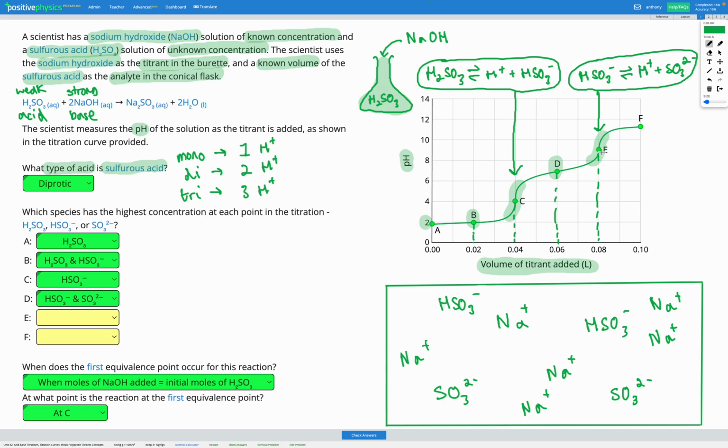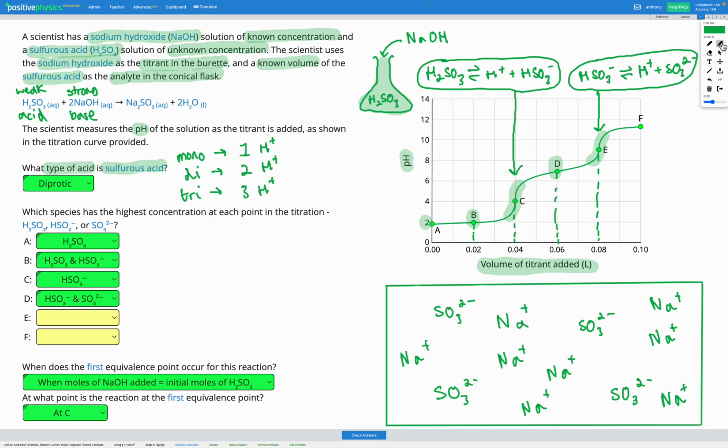Then to get to point E, which is our second equivalence point, we're going to need to add enough NaOH that it reacts completely with all the HSO3-. So we've got 2 HSO3- left. So I'm going to add 2 more sets of NaOH, Na+ and OH-. Again, the OH- is going to react with the HSO3- to form H2O and SO3 2-. Again, I'm not going to show the H2Os on my diagram.